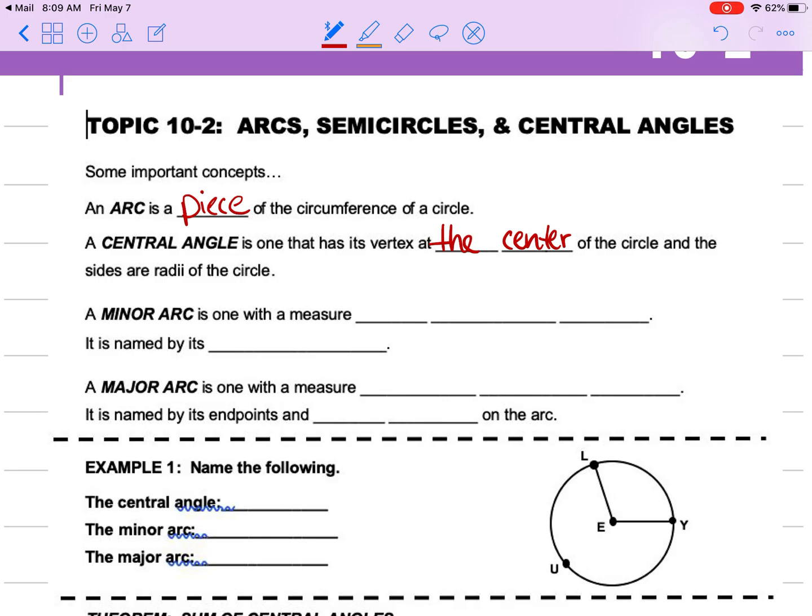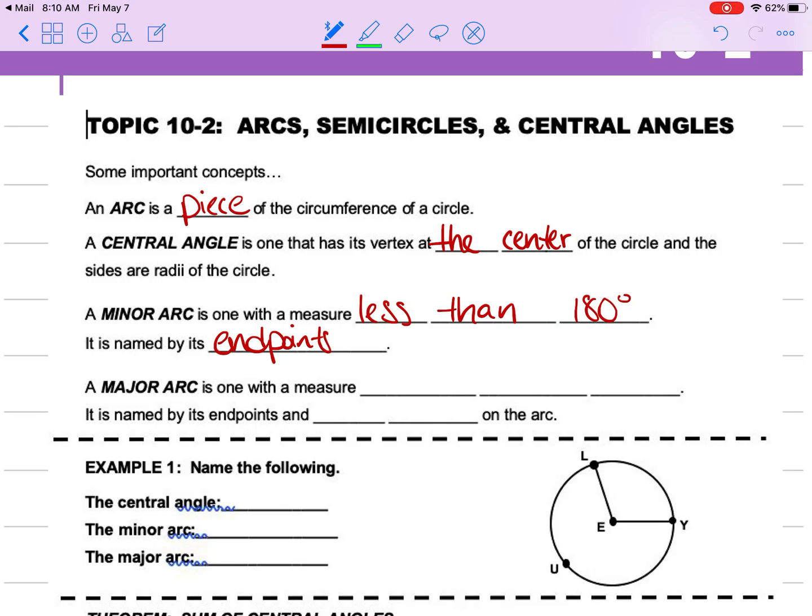So what that means is the angle, if you look down here, I'm going to highlight one in this picture, the vertex of the angle is in the center of the circle. A minor arc, so we have a couple different types of arcs. A minor arc is one with a measure less than 180 degrees when we measure it, and it's named by its endpoints. So where it starts and stops, and we'll talk about that here in just a second in the first example.